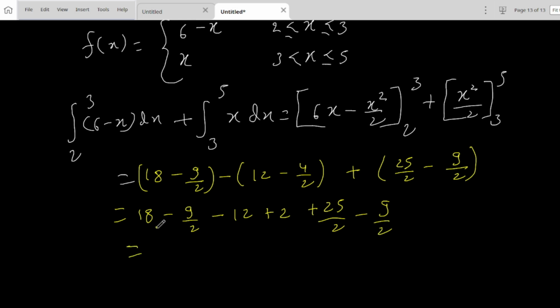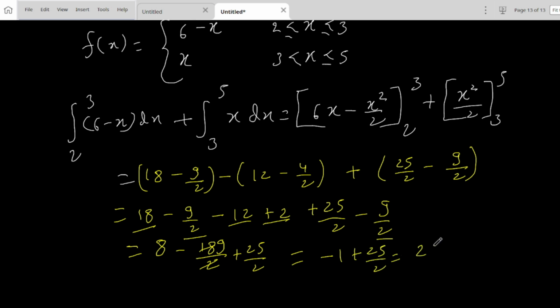Here we can see that 18 plus 2 is 20, minus 12 is plus 8, and 9 by 2 plus 9 by 2 is 18 by 2, leaving 25 by 2. This is minus 9, so the answer is minus 1 plus 25 by 2, which is 23 by 2. So the final answer is 23 by 2.